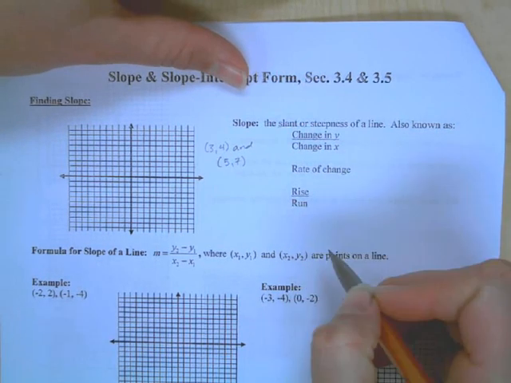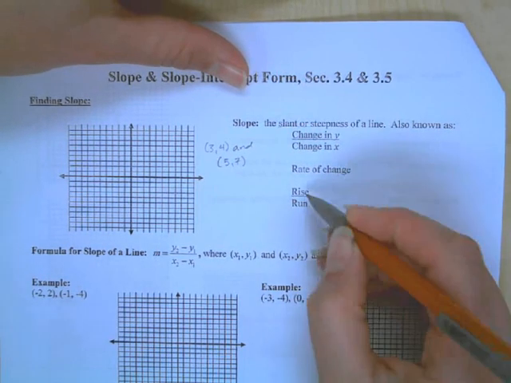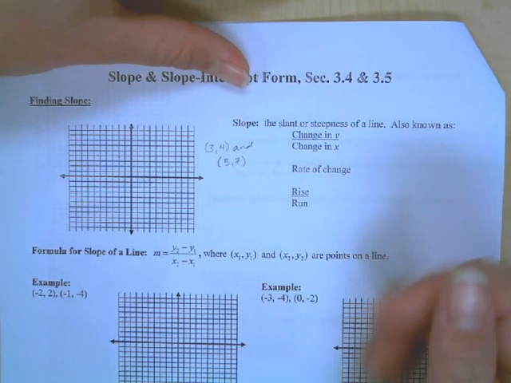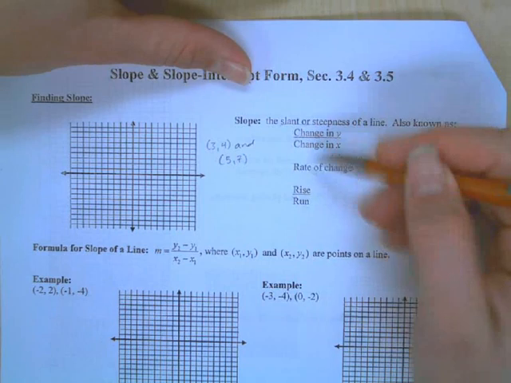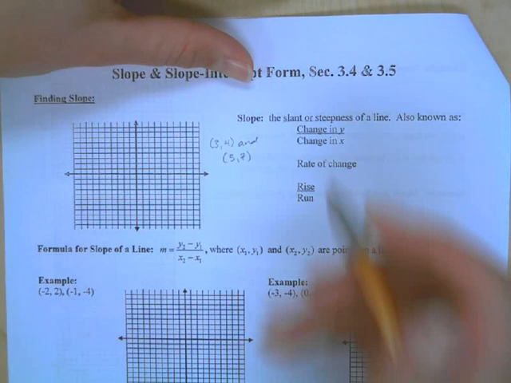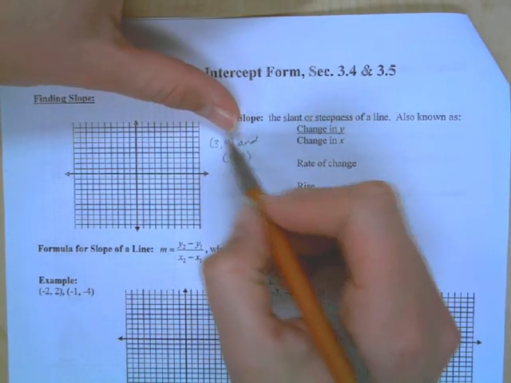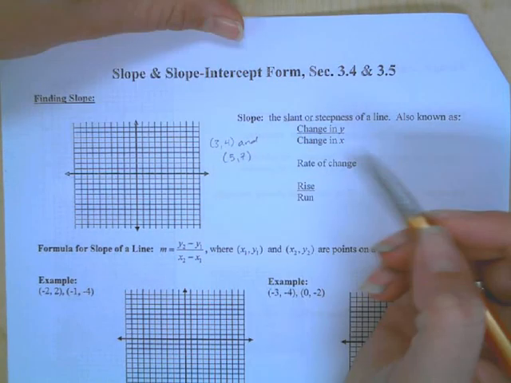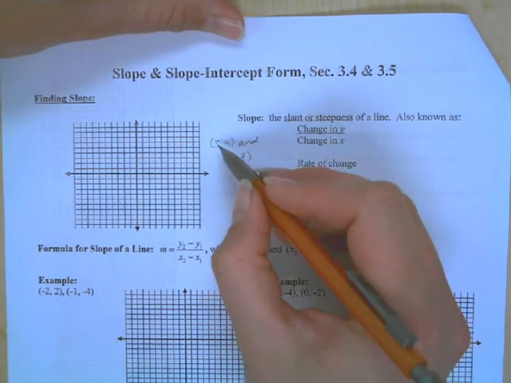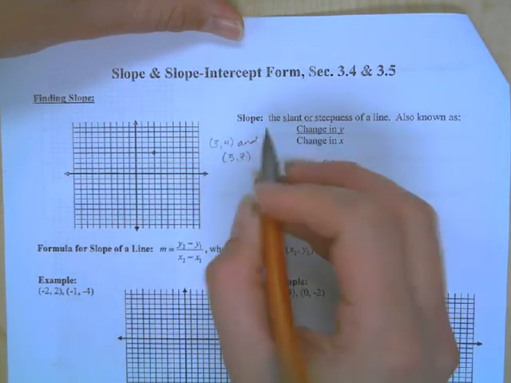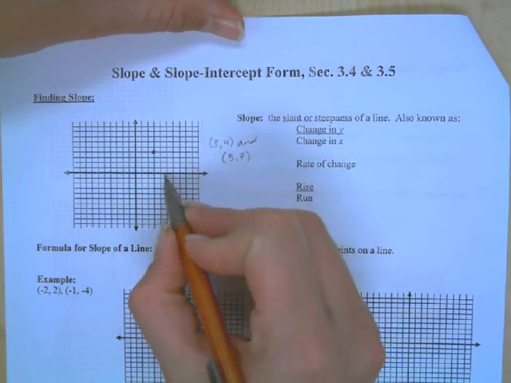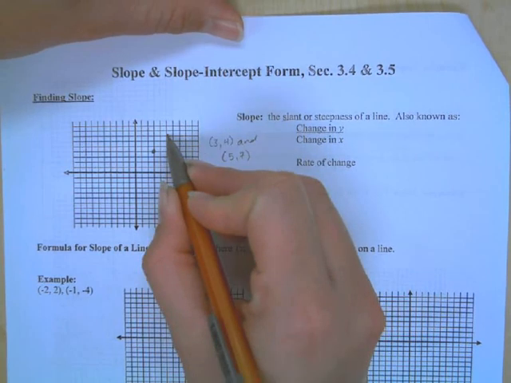Okay, but if they gave 2 points and I wanted to find the slope, we'll just graph the 2 points. So when x is 3, y is 4, we already talked about how to graph coordinate points. When x is 5, y is up here. Okay, and if we were graphing an equation, we would end up with this line.